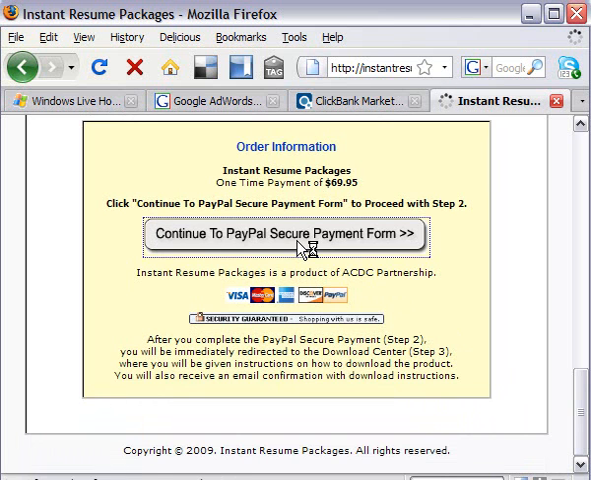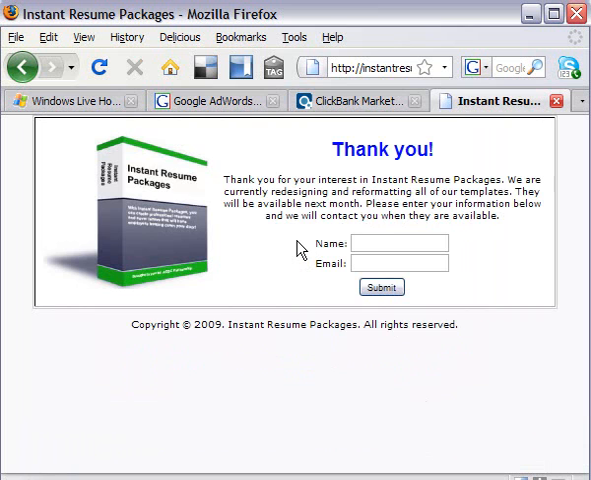However, in this case, as you'll see, they don't go to PayPal, they go to the third page, which basically just says, thank you, we're currently redesigning and reformatting all of our templates. They should be available next month. Tell you what, just leave your name and email address, and we'll notify you as soon as the product is ready. At this point, if somebody leaves their contact information, they are considered without a doubt a sale. Most of the people that make it this far, I consider sales, whether they leave their contact information or not.